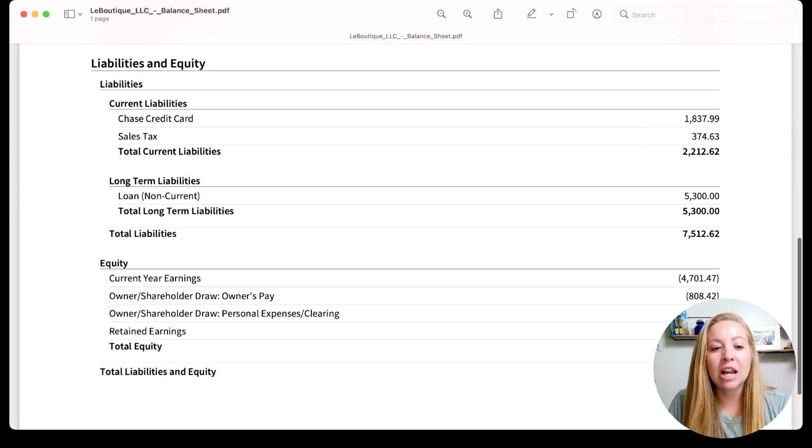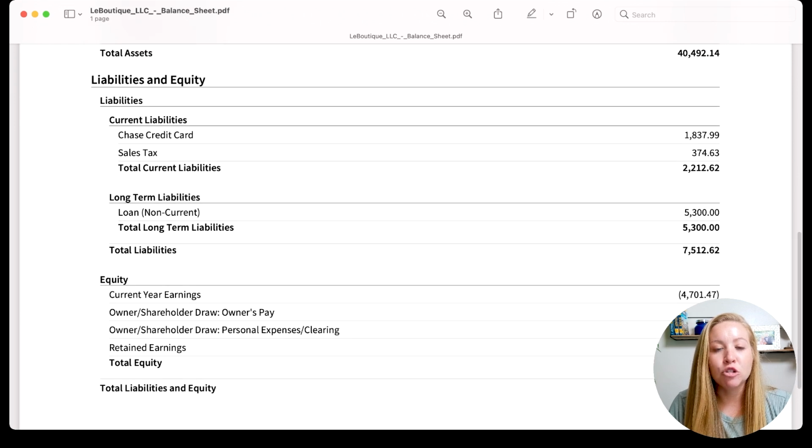So the last section that I want to discuss is equity because it can be very confusing. But basically, equity is a portion of the company's assets that are owned by its owners. Now, that's such a confusing statement, but I'm going to break it down for you. So equity is going to consist of money that you contributed to the business, which would usually be listed as a category called owner's contribution. Money that you've taken out of the business, which would be listed as a category called owner's draw.